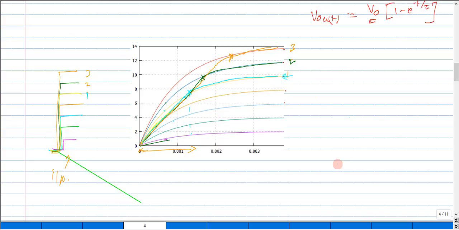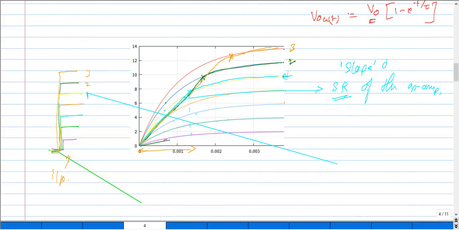So clearly, any input that is greater than this particular 1 magnitude has a kind of constant slope, right? So this slope is not different for 1, 2, and 3. They are all the same. Okay, now whenever an op-amp exhibits such a slope, it conveys the slew rate of the op-amp. Whenever the op-amp is suffering from slewing, then the rate at which this particular output rises gives us the slew rate of the op-amp.